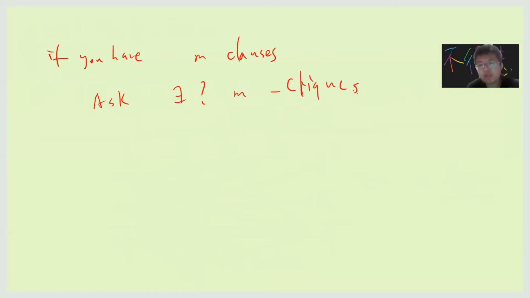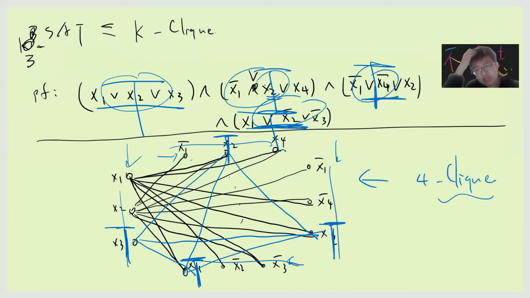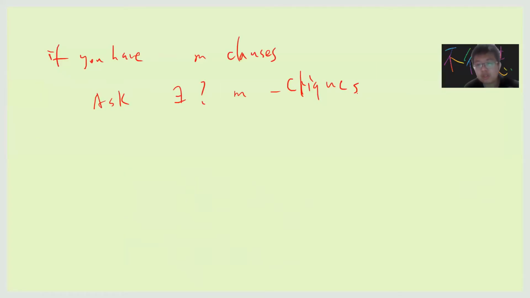Now let's prove the result. If you cannot find it, then obviously this is not satisfiable. The reason is this: if it is satisfiable, then you should find it. If this is satisfiable, then you can connect and find a clique. If you cannot find a clique, then obviously it's not satisfiable. So this is a simple proof, and you can see that this is a polynomial reduction.